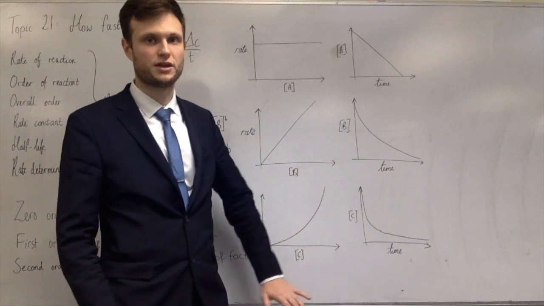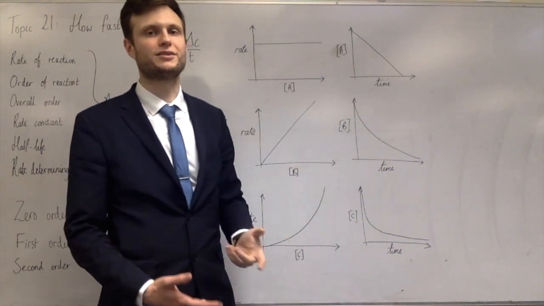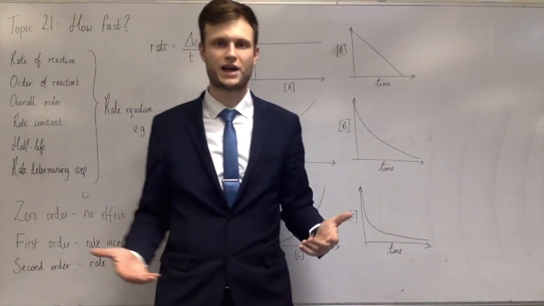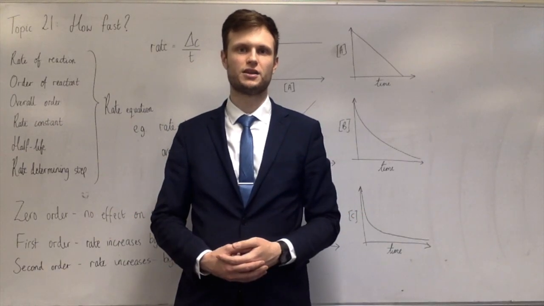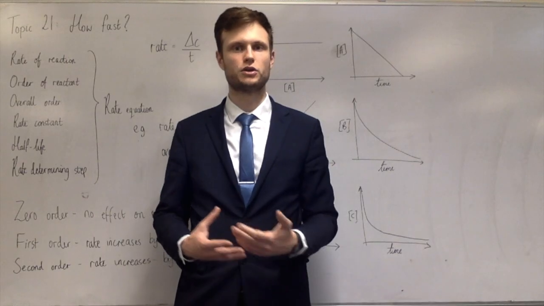The only way they can not do that is if, for instance, they give you one of these graphs, and you determine that A is zero order from the graph, then they can change A in all of those. And you have to be able to realise that A has no effect on the rate, and so it doesn't matter what A says, you only look at B and C.